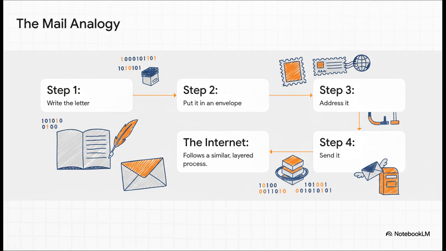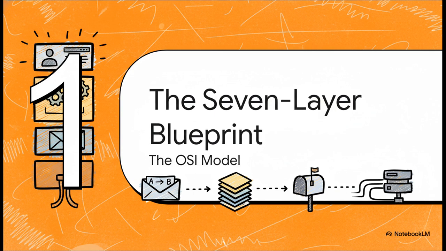Well, the internet works in a very similar way, using a set of rules or layers to get the job done. This whole layered idea brings us to the master blueprint for how networks are supposed to talk to each other. It's officially called the Open Systems Interconnection Model, but pretty much everyone just calls it the OSI model.